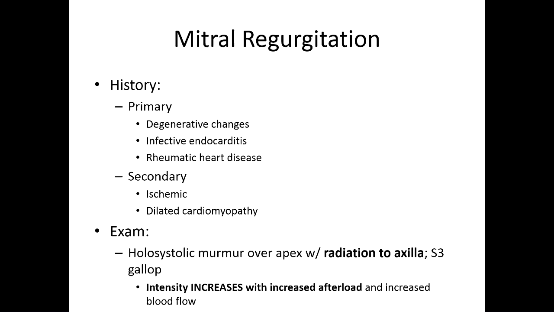Your exam will include a holosystolic murmur over the apex with radiation to the axilla, bolded because if you see that, it's MR, period. You might also hear an S3 gallop with MR. Why? So S3 gallop occurs in volume overloaded states, and so if you have a bunch of regurgitant volume going back to your LA, when it goes back to the LV, you have this big bolus of blood dumping into the LV, and it's going to make that S3 sound when it enters the left ventricle. So that can be a clue that you're dealing with mitral regurg.